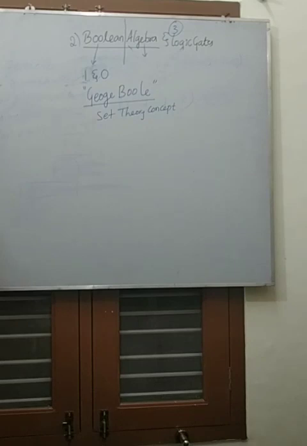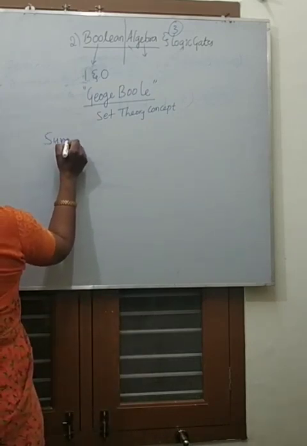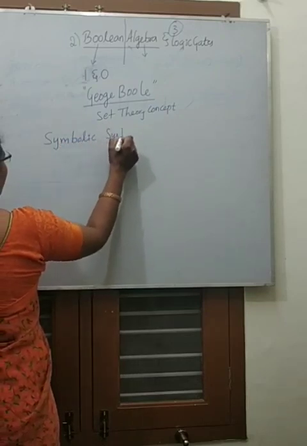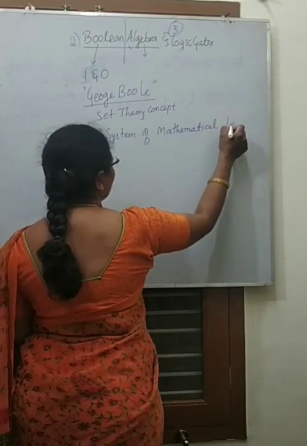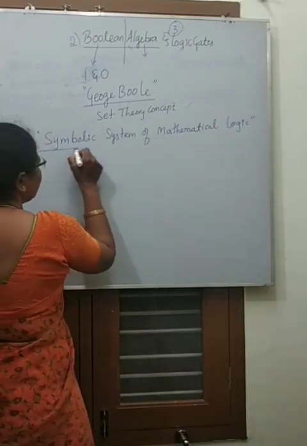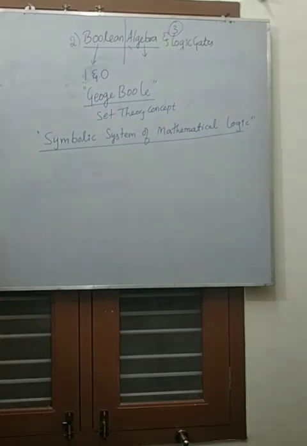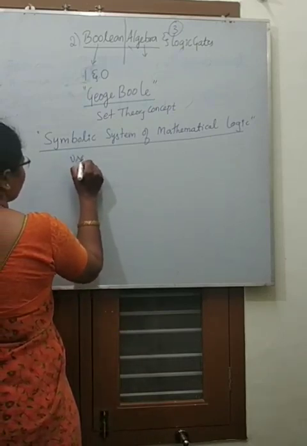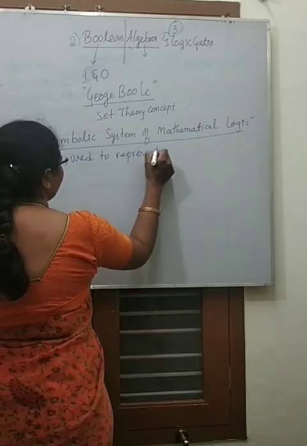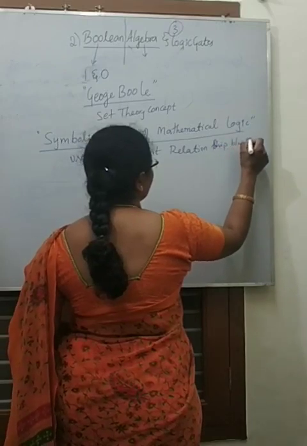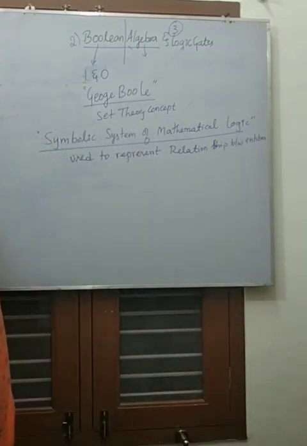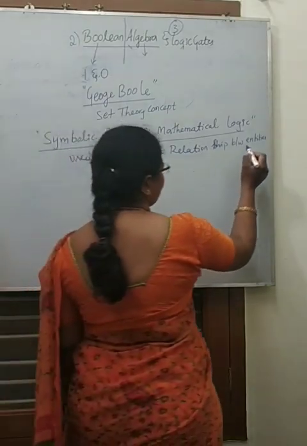Then what do you mean by Boolean algebra? It is a symbolic system of mathematical logic. Mathematical logic. What do you mean by Boolean algebra? Boolean algebra is a symbolic system of mathematical logic used to represent the relationship between real world entities. What do you mean by real world entities here?